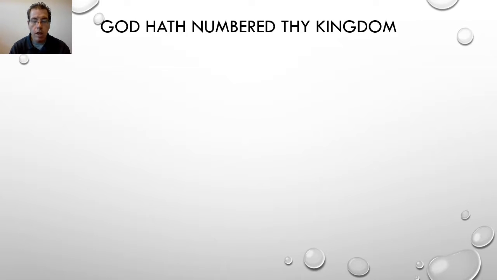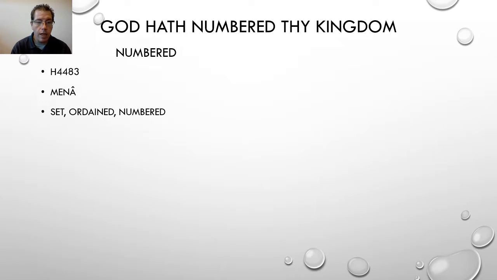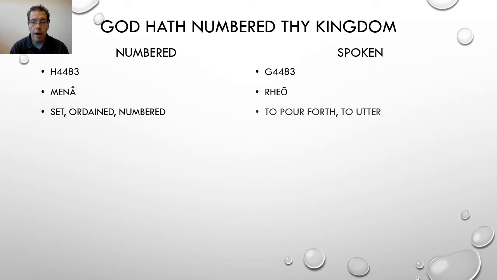So as we're looking at this, we see that the Word of God is numbered. The writing on the wall said that God hath numbered thy kingdom. So let's look at these words closer. Numbered was number H4483. Minah was the Aramaic word. It means set, ordained, numbered. That word shares the number 4483 with the word translated spoken. That is a G4483. It shares the number 4483. It is the Greek word reo. That means to pour forth, to utter. It is used almost exclusively of God's word spoken by his prophets. So it's used of God's word spoken by his prophets.